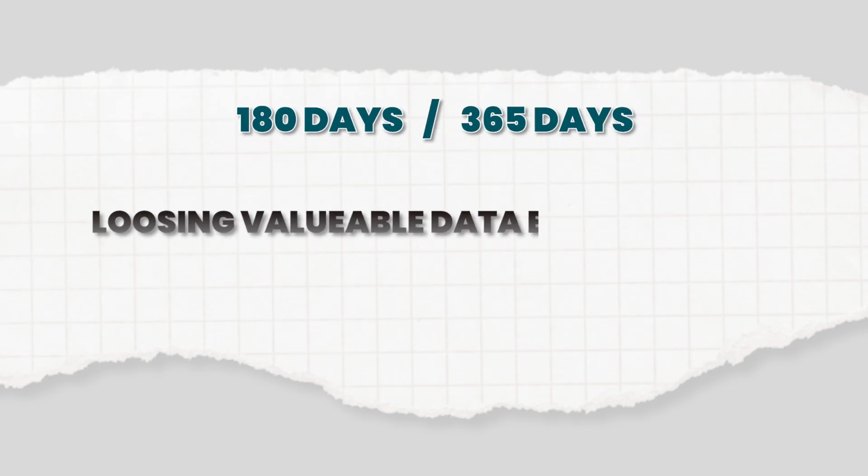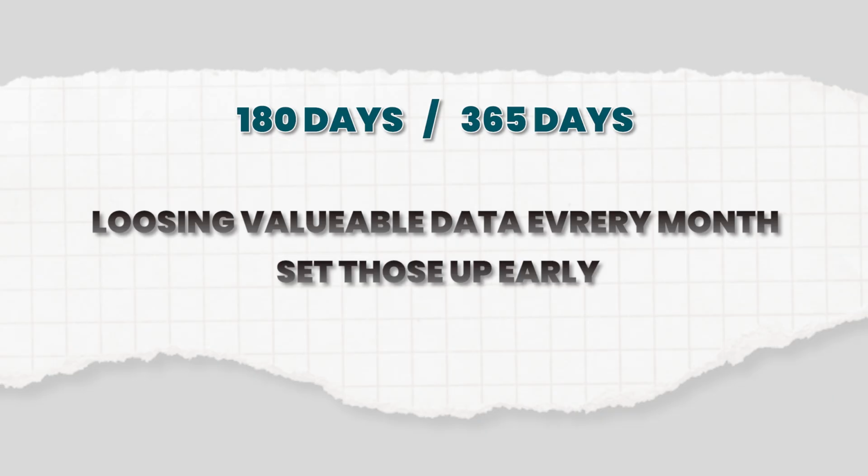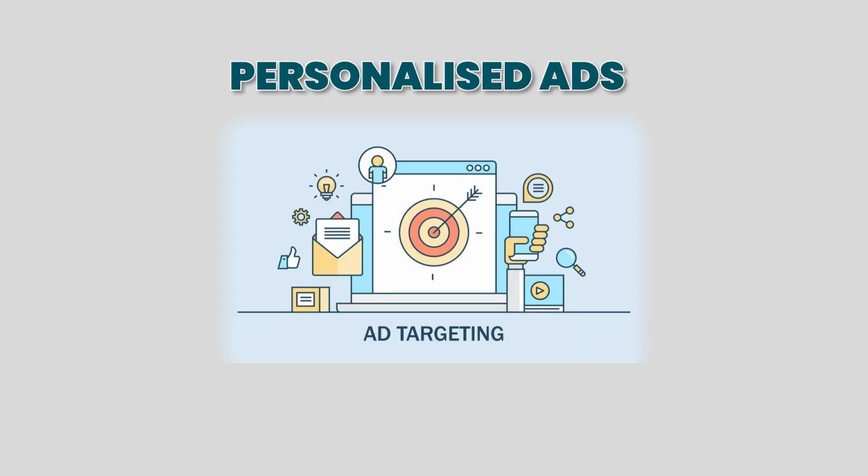Now, one more critical mistake to avoid: the 30-day pre-fill limit. When you create a new audience, Google can only look back 30 days. So if you don't set up longer duration lists like 180-day or 365-day, you're basically losing valuable data every month. Set those up early. Once you cross the 100 user threshold, things get powerful. You can start showing personalized ads, like targeting users who visited your pricing page but didn't convert.